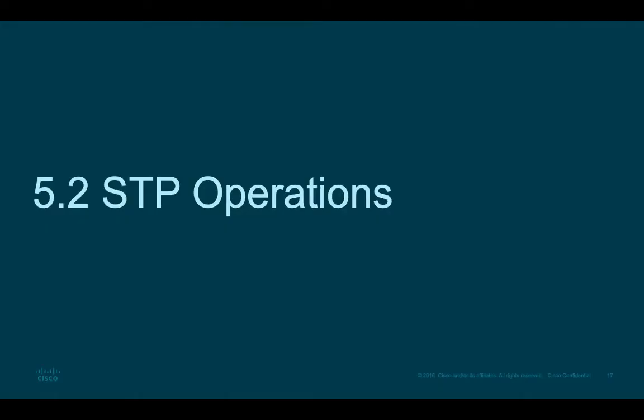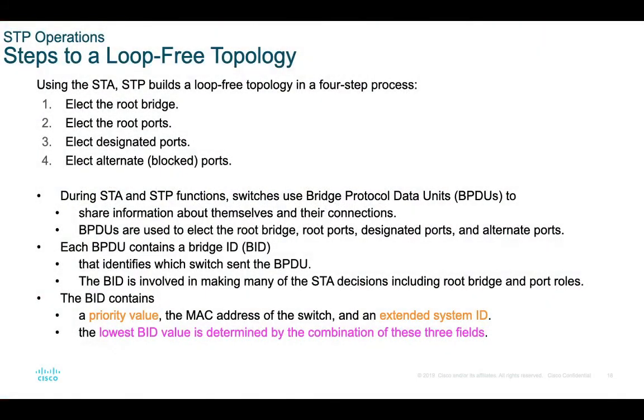Okay, so we take a look at how STP works, the spanning tree protocol operation: how to elect the root bridge, how to block the redundant path, and so on. There are several steps in order to create a loop-free topology or spanning tree. First, elect the root bridge, and then for all the ports connecting the switches, we must select a root port.